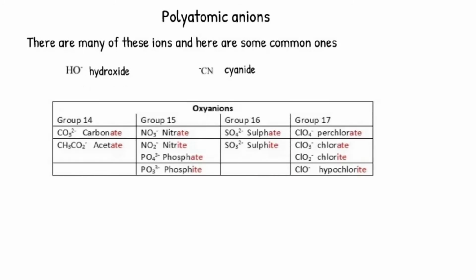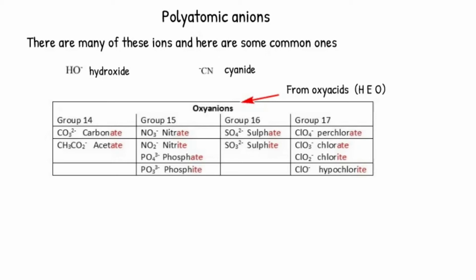In this table, these are the oxyanions. They are derived from the oxyacids, which contain a hydrogen and an element plus oxygen. Group 14, there's the carbonate and also the acetate. In group 15, under nitrogen, this is nitrate and nitrite, and phosphate and phosphite.